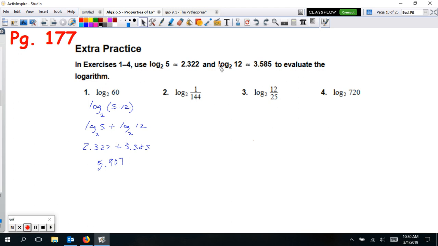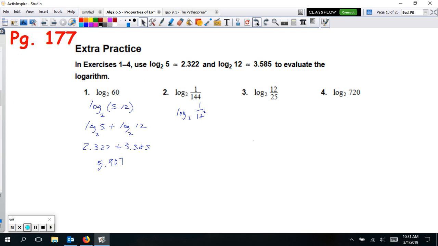Now, number 2, we have a 1 over 144. So again, we want to figure out how we can use either 5 or 12 or both of them. Well, we only need to really use 12 because 12 squared, or 12 times 12, is 144. So we can think of it as 1 over 12 squared. And so now at the bottom we have a 12 squared, and now we have a quotient as well. We have a fraction. So we have 2 things we need to work on.